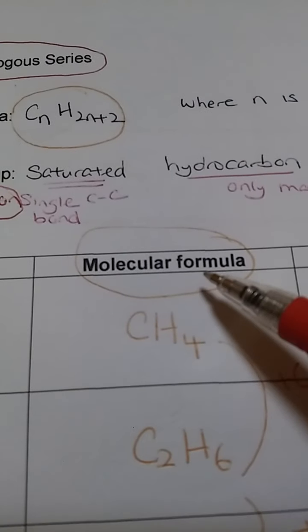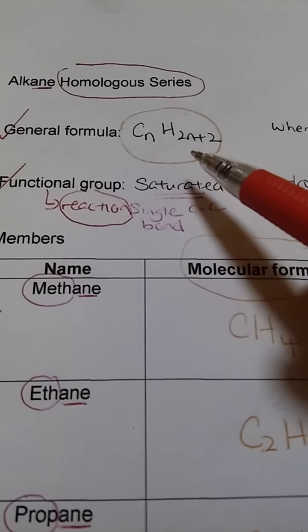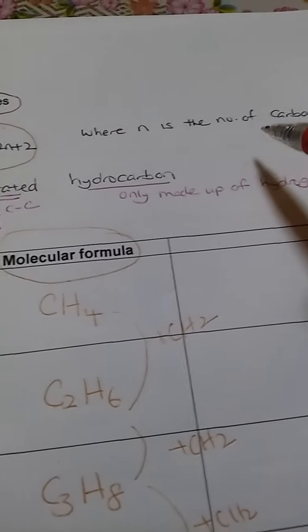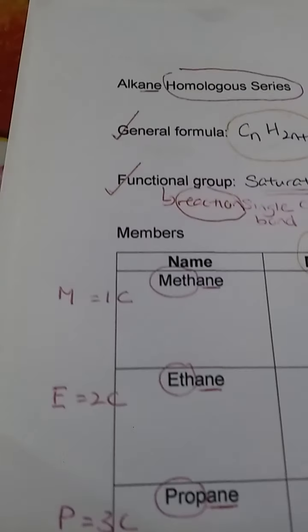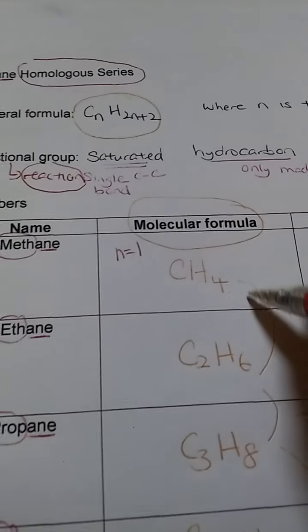Now, how do we get the molecular formula? We get the molecular formula based on the general formula, CnH2n+2, where n is the number of carbon. So for example, methane, you will sub n equal to 1 and you will get CH4.